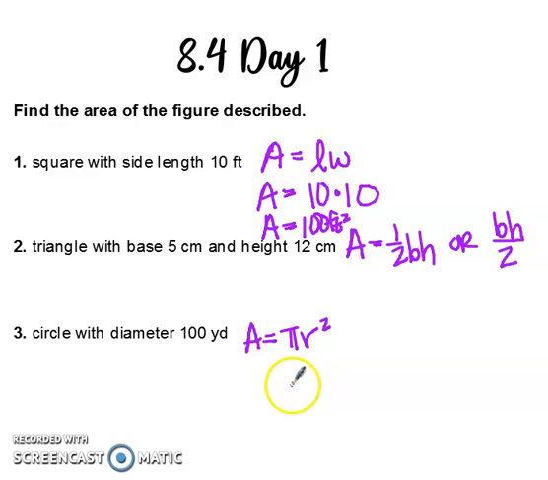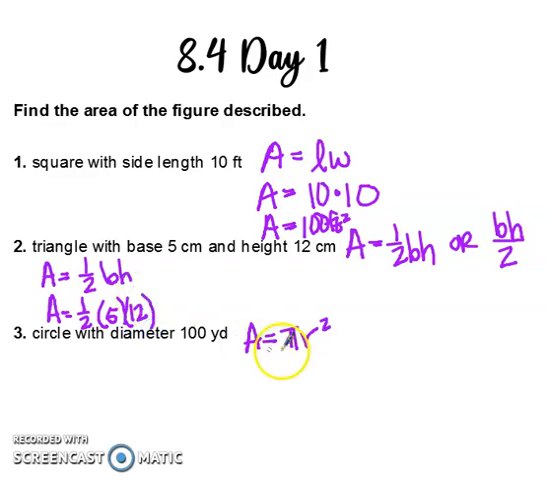Number 2, triangle with a base of 5 and a height of 12. The area of every triangle is 1/2 base times height, or you can use base times height over 2. They work the same. You're going to substitute in the values. It says base is 5, height is 12. And now you're just going to evaluate. There's multiplication between all of these numbers here, 1/2, 5, and 12. Multiplication is commutative, so it doesn't matter which direction or which order you multiply in.